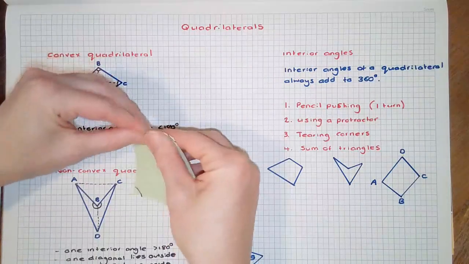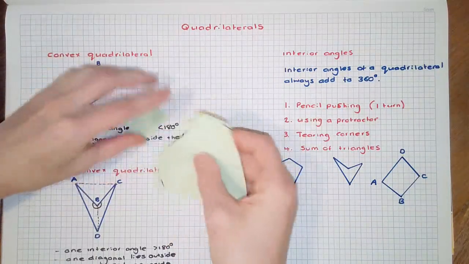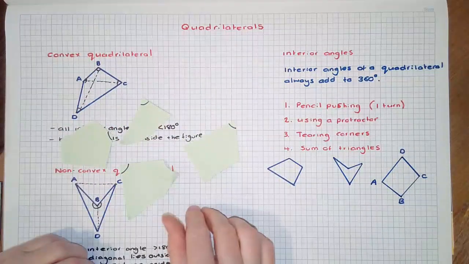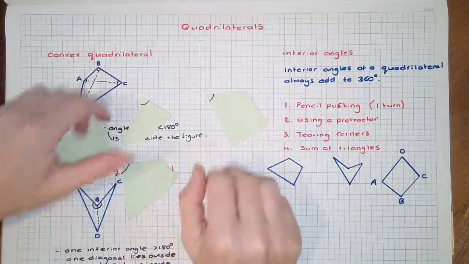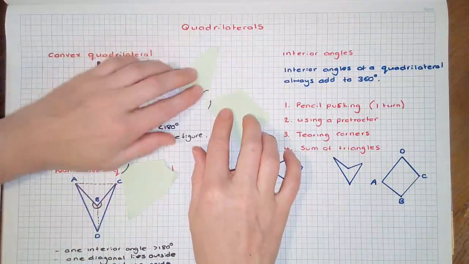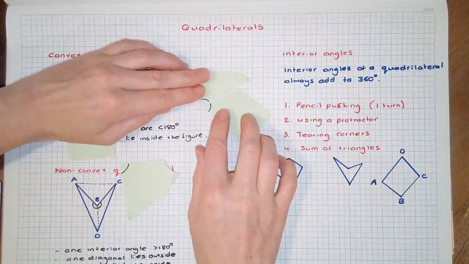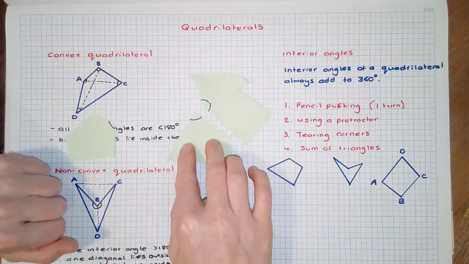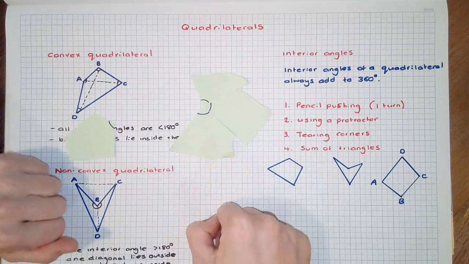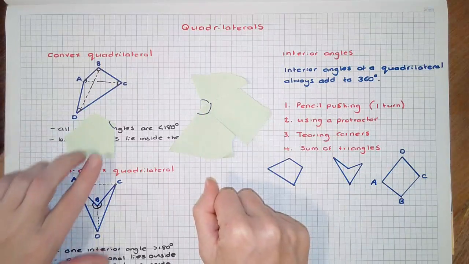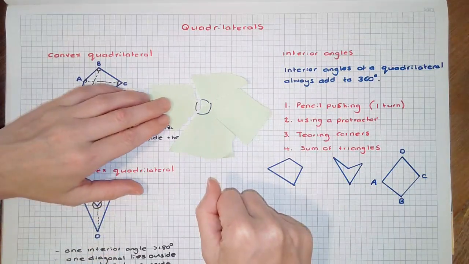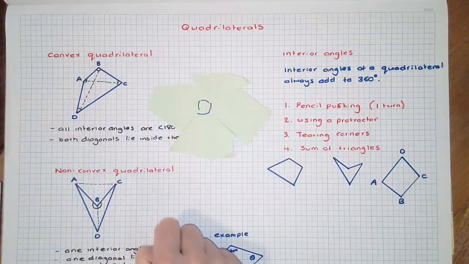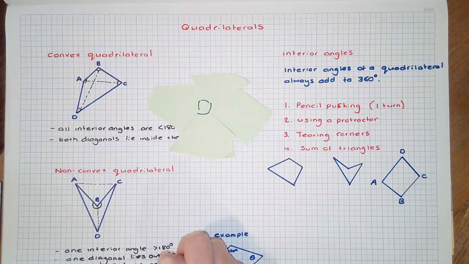So I'm going to just tear off the four corners of my quadrilateral. And now they're all separated, and as a jigsaw puzzle, I'm going to put them back together to see what they equal. So these two angles are a little less than 180 degrees. And now, what's a good guess there? Around 270 degrees. And when I put my last piece of the puzzle together, you'll see that it forms a full revolution, or 360 degrees.